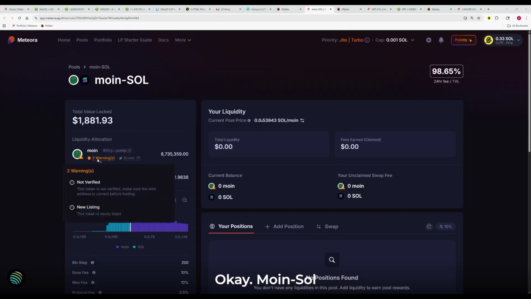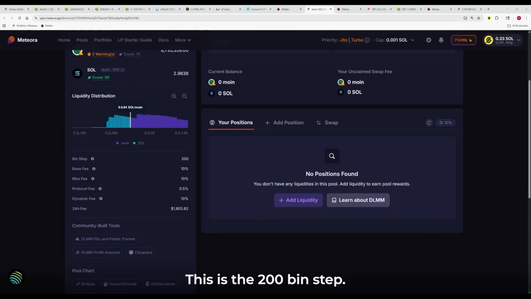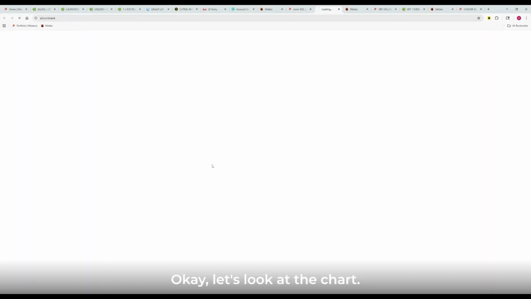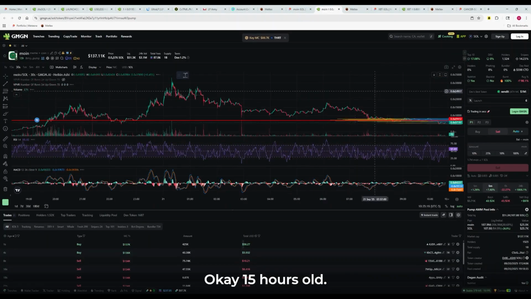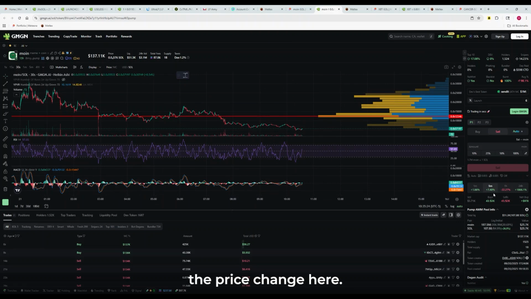Okay, Moin Soul. All right. This is the 200 bin step. The base fee is 10%. Okay, let's look at the chart. Okay, it's 15 hours old, and we'll see the price change here. So 10% pool, the last 5 minutes, there's only been a 6 to 7, 9% change in the price. So if I was in that pool, I'm not getting very many trades right now because it's not happening. I might get one as soon as it peaks above 10% or below 10%, but it is not quite as volatile, and that's partly because of the volume right now.